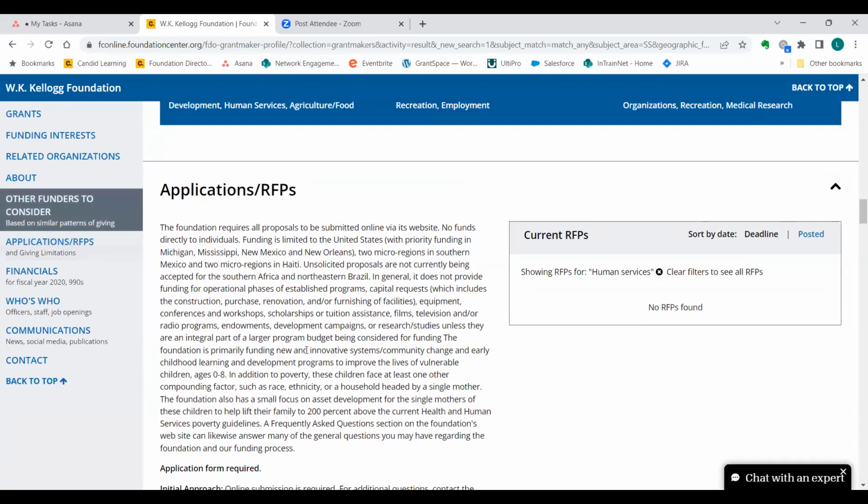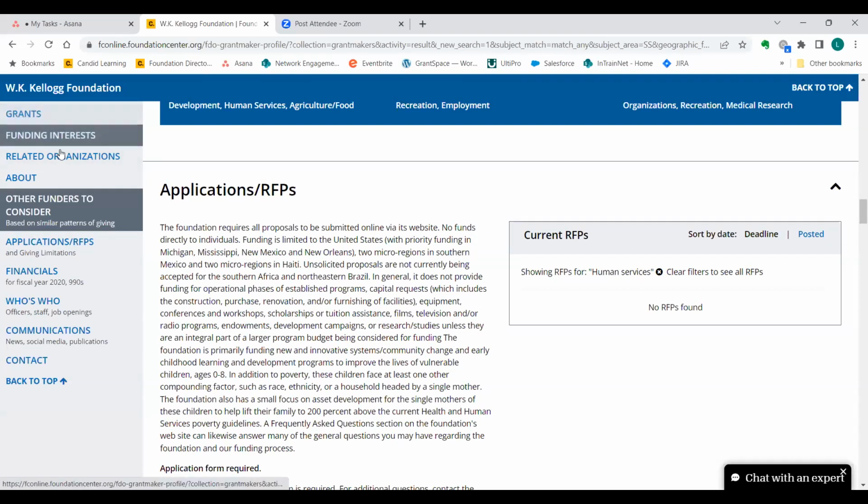The other thing is that this particular funder does have a website, but you will find funders in here that don't have websites, and in that case this is the only information you have. But if they have a website, it's best to go to that website to find out this information.